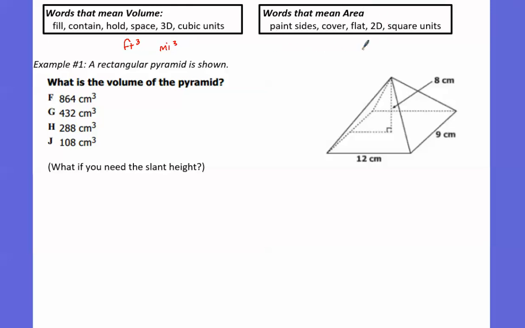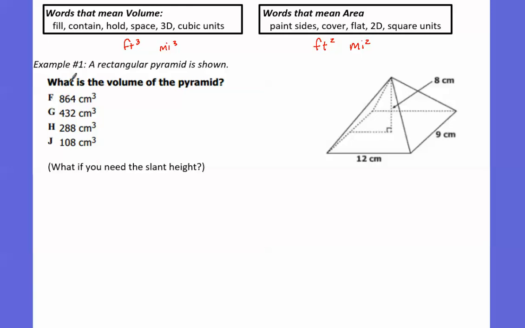Whereas in area, you might talk about painting the sides, covering something, and in this particular case, your units are going to be squared. So you'd have feet squared or miles squared. You need to pay attention to those descriptors if they do not specifically say volume or area.